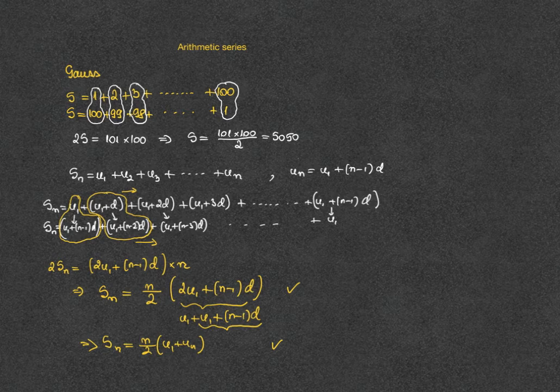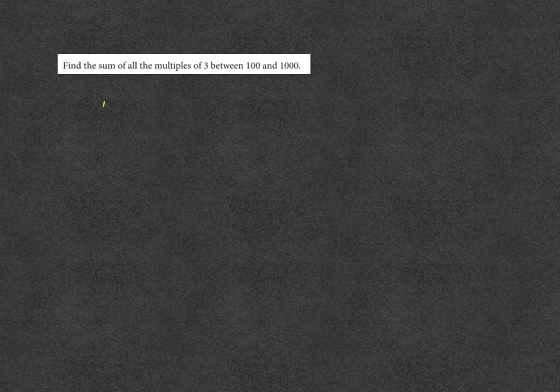Let us apply this. Please read the question and try it yourself. All multiples of 3 between 100 and 1000. So 102 is the first multiple of 3, 105 will be the next, up to, and the last one will be 999. So I need to find the sum of all these numbers.